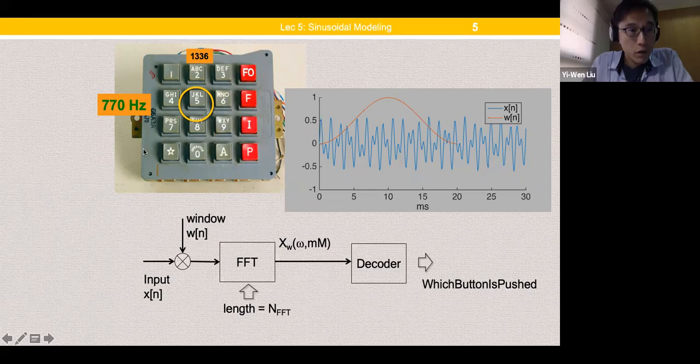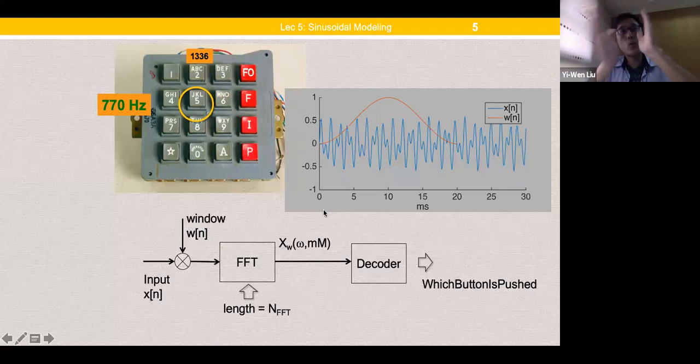With this bell-shaped window, we window that and then perform FFT. Are we going to see exactly a peak at 770 and another peak at 1300? And if so, then we can just simply identify where the peak locations are by finding the maximums. And then we know which button is pushed. Okay, any questions so far? Good. So that's the idea.